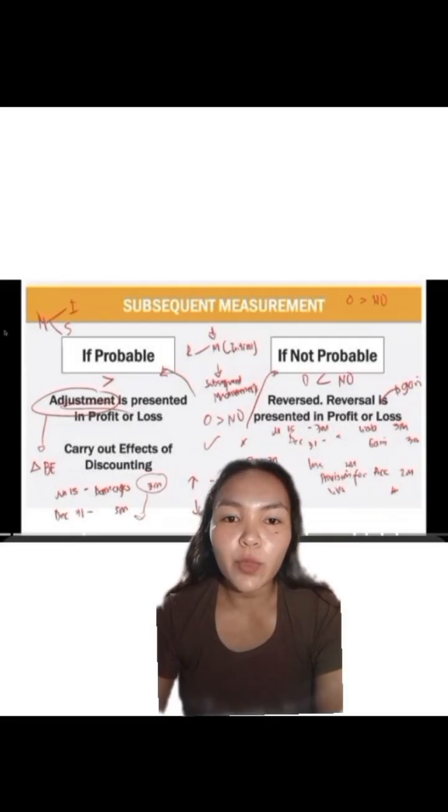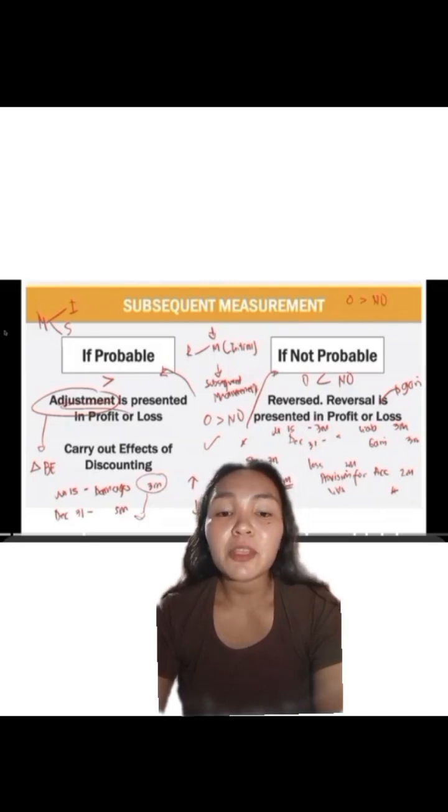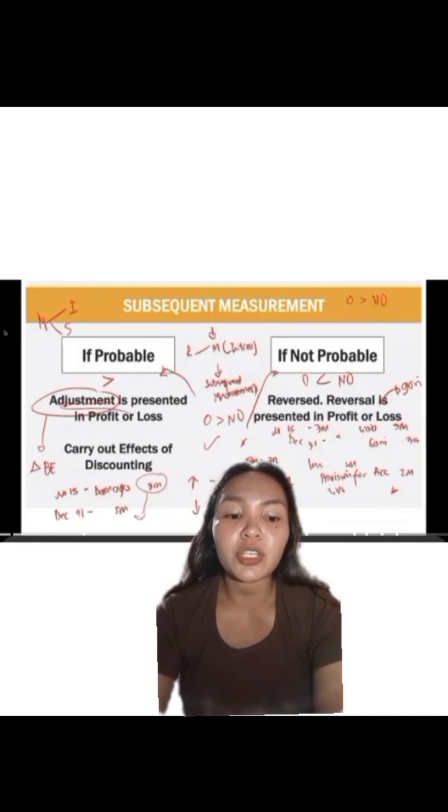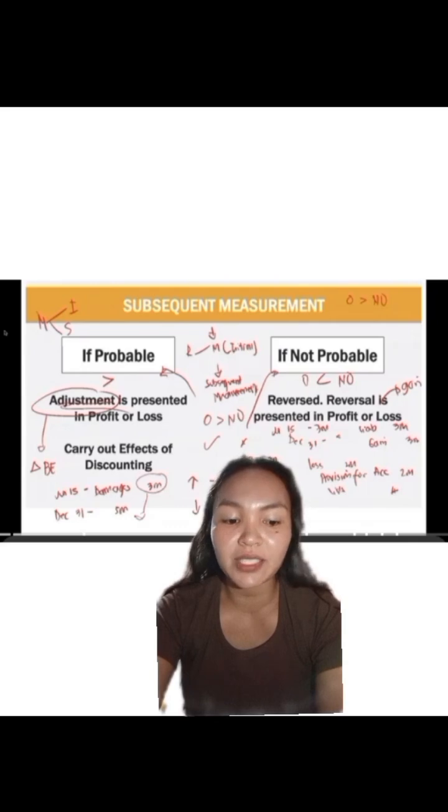Next is the subsequent measurement. It is the measurement after recognition. The measurement we learned a while back is our initial measurement. It is the first time that you will measure the provision and then subsequently measure it, known as subsequent measurement. In this measurement, we look at whether the occurrence of the liability on the provision is greater than the non-occurrence. Either it is probable or not.